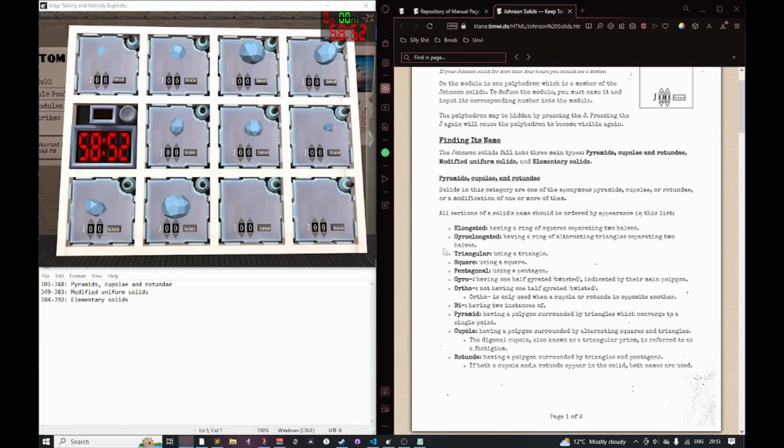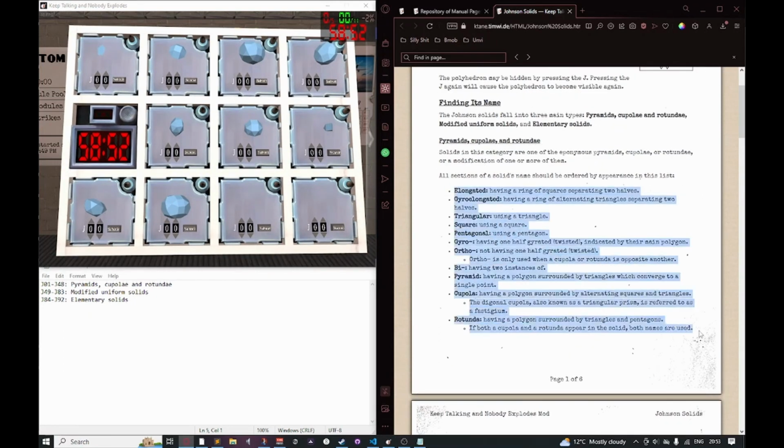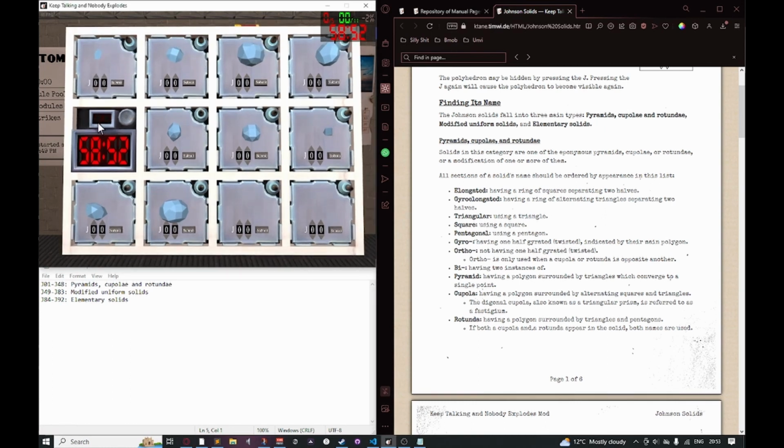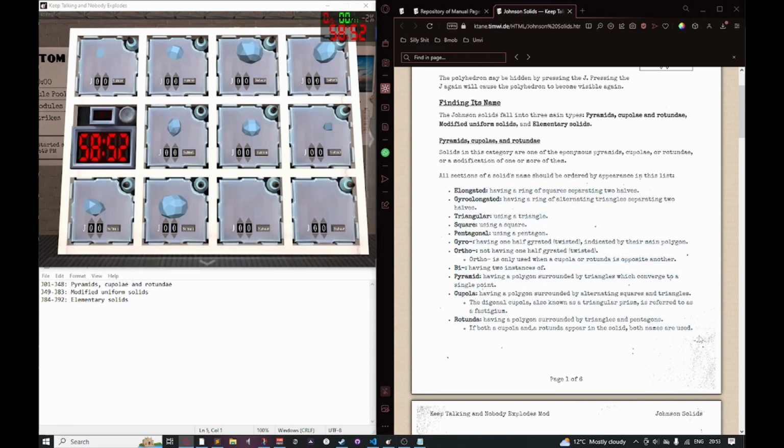So there are some terms here that it may be useful to define. I will be using just the shapes that I have on the module to define them, because these are best explained by just looking at the shapes themselves.